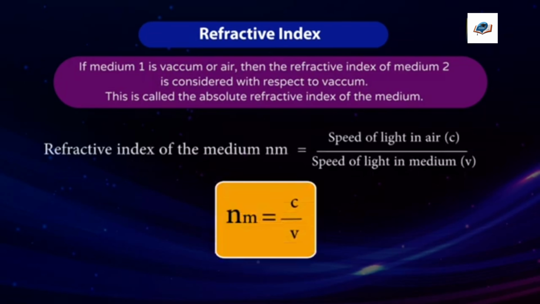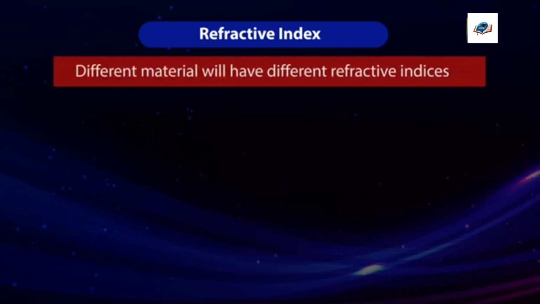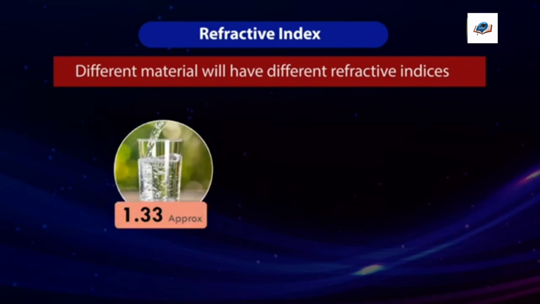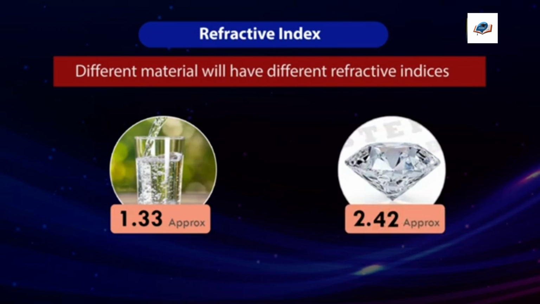If c is the speed of light in air and v is the speed of light in the medium, then the refractive index of the medium, nm, is given by nm equal to speed of light in air by speed of light in medium, that is c by v. Different materials have different refractive indices. For example, the refractive index of water is approximately 1.33, while the refractive index of diamond is approximately 2.42.